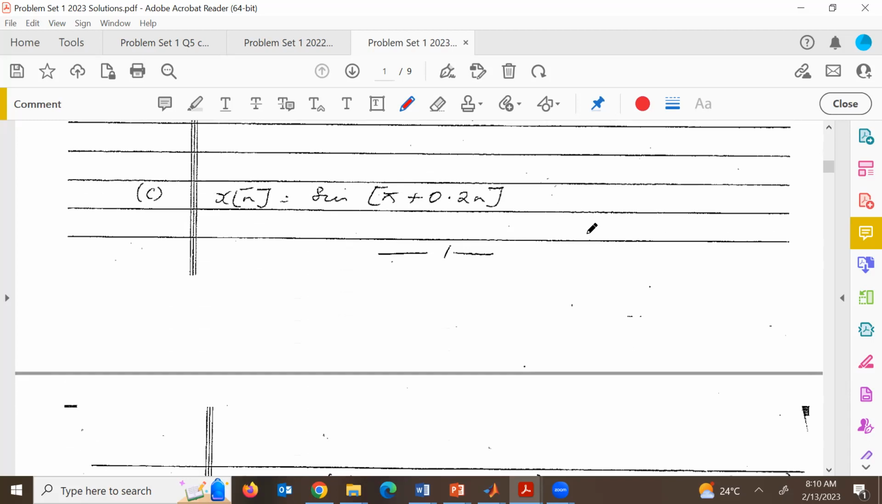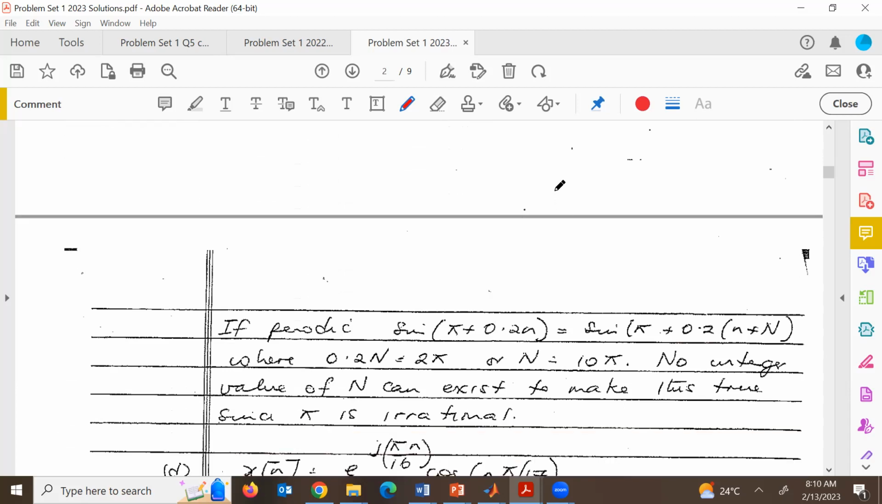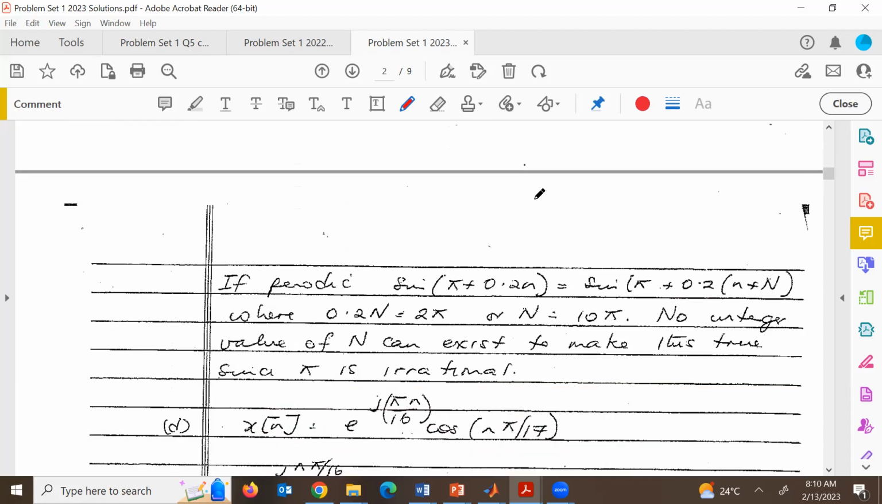The next one we have here is sine of pi plus 0.2n. If you try to find it out, the only way this can work is if 0.2n is again a multiple of 2 pi, because sine repeats itself every 2 pi radians. That can only happen if n is equal to 10 pi. But there's no way that I can get a value of n that will make 10 pi an integer, because pi is an irrational number.